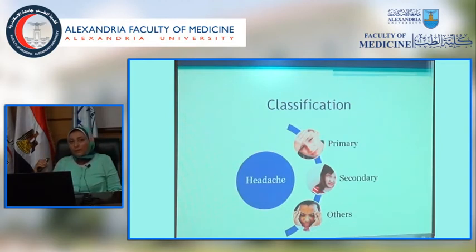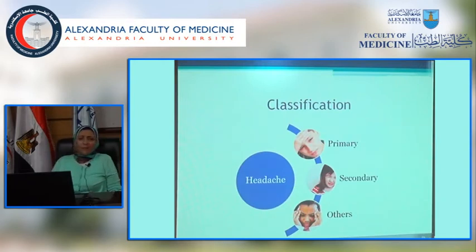What is the meaning of primary headache? Primary headache disorder means that the headache is the main chief complaint and there is no underlying etiology, while secondary headache means that there is an underlying etiology beneath this type of headache. The differentiation between primary headache and secondary headache is extremely important because it will help in the management. Of course, in secondary headache the treatment will be treatment of the underlying cause, while in primary headache you will have symptomatic treatment directed toward the symptom itself, and that's it.